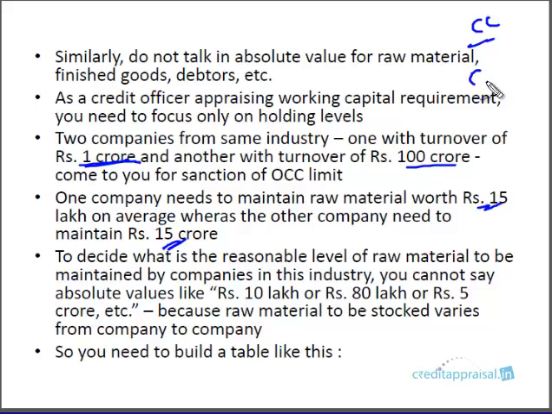For sanctioning the CC limit, you should know what is the ideal level of current assets to be maintained by a company. And current assets is broken down into inventory, raw material, work in progress, finished goods, debtors. So you individually price each and every item.